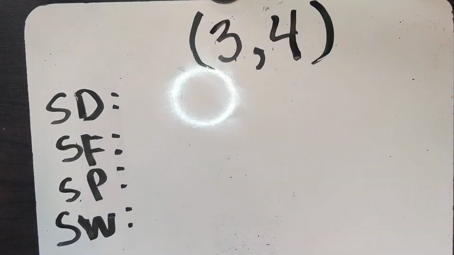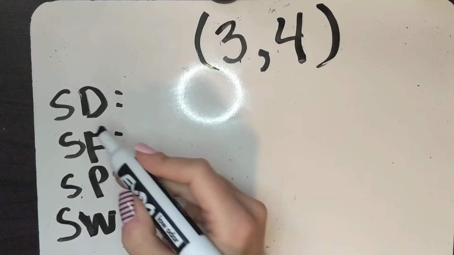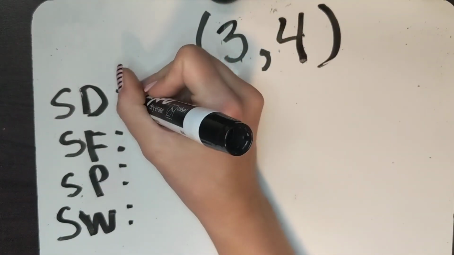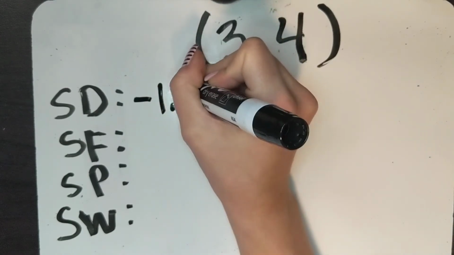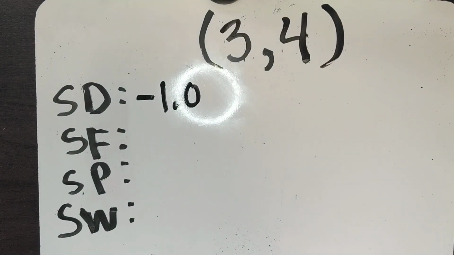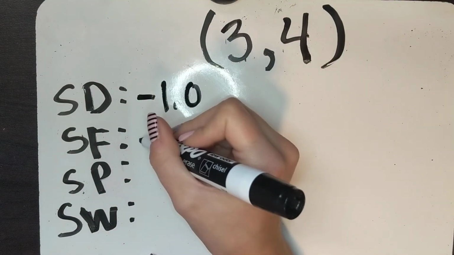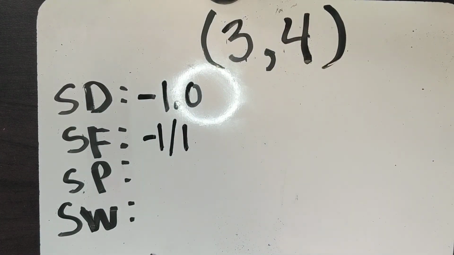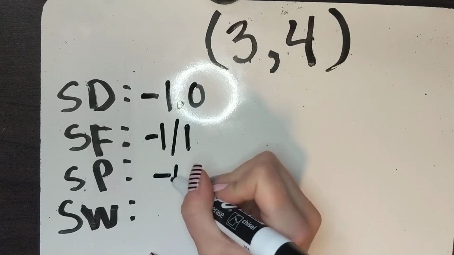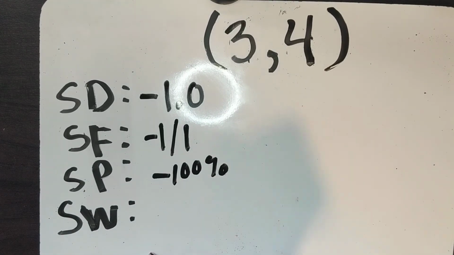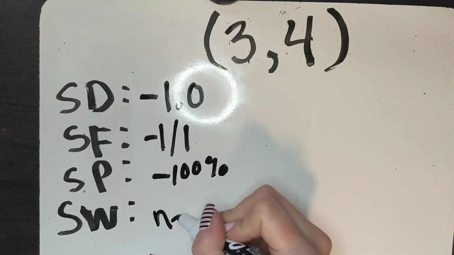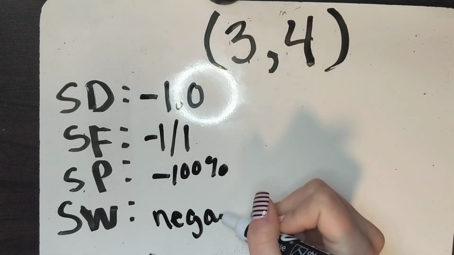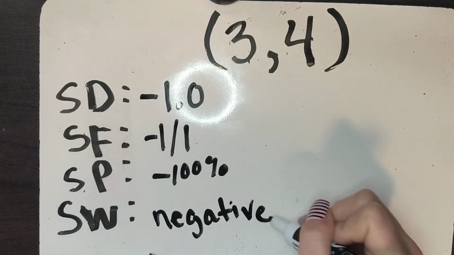So my answer then here, decimal form, would be -1.0. And in fraction form, it would be -1 over 1. As a percent, it would be -100%. And in words, I would have to write -1.